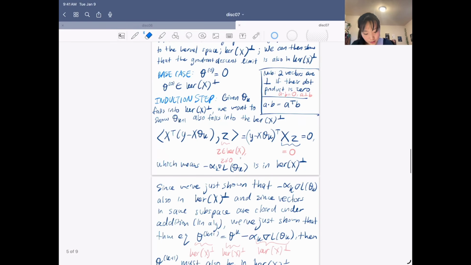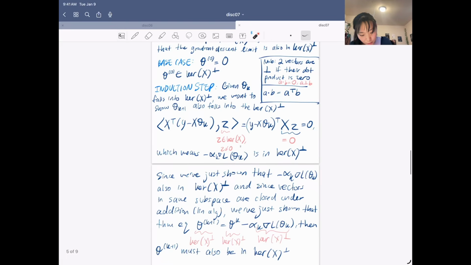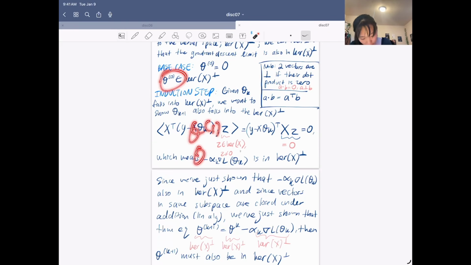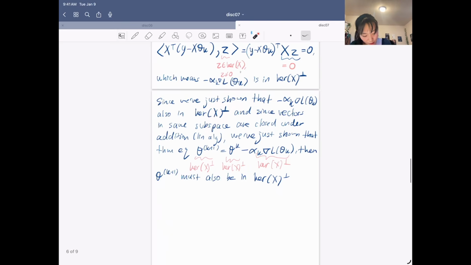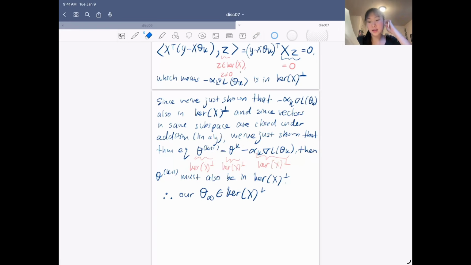And you will then see that you can propagate this. We start with theta 0, then we go to theta 1, then theta 2, then theta 3. And no matter what, every update continues to stay in the space perpendicular to the kernel space. Therefore, our limit, because we're told that this algorithm converges, our limit theta infinity must also fall into the perpendicular kernel space, because every time this update is done, it always stays in this perpendicular kernel space no matter what.